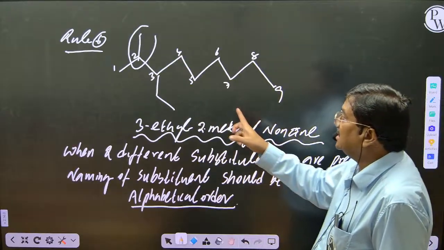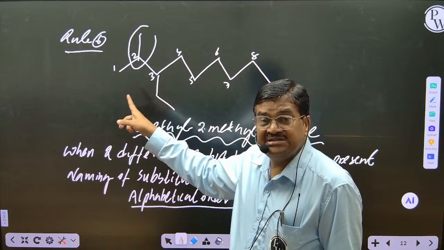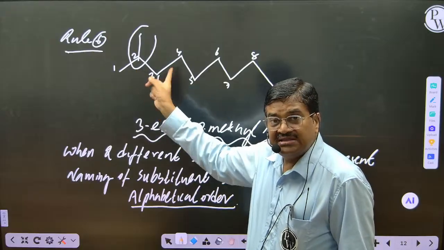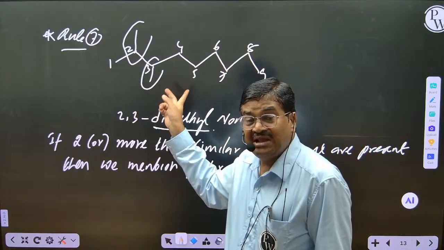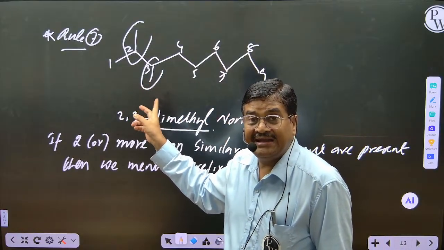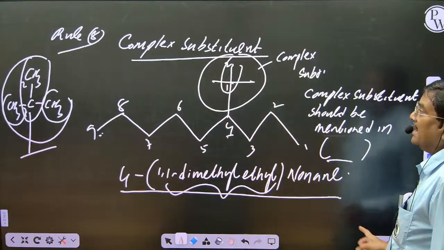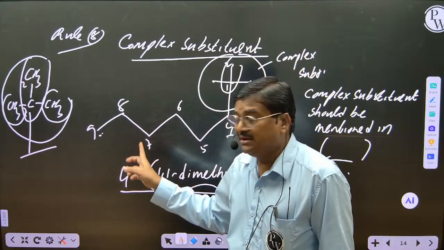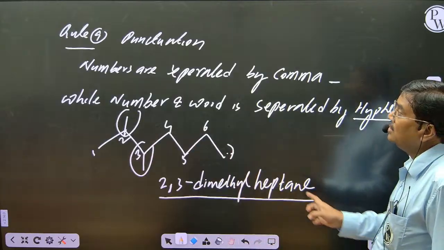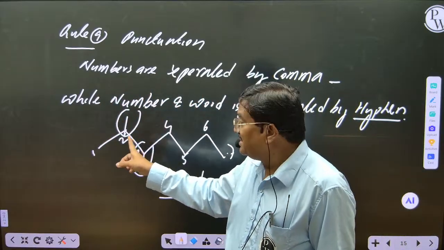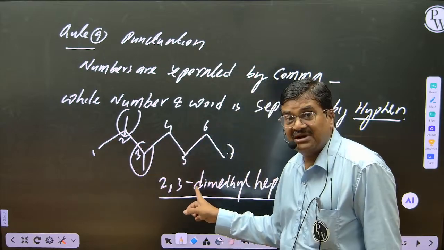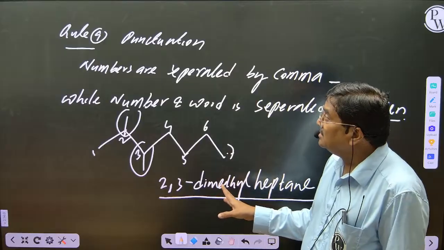Rule 6: whenever two different substituents are there, naming is done in alphabetical order. Ethyl comes first, then methyl, even though the number for ethyl is more than methyl. Rule 7: whenever two similar substituents are there, we use the prefix di, tri, tetra. Rule 8: when a complex substituent is present in the parent chain, that complex substituent should be mentioned in the bracket. Rule 9: punctuation. Numbers are separated by comma, and number and word are separated by hyphen. So these are the 9 rules we discussed today.